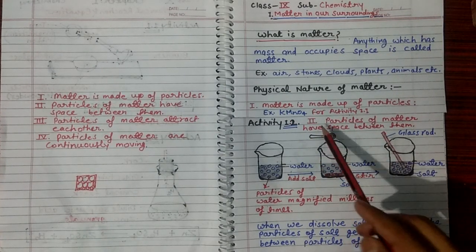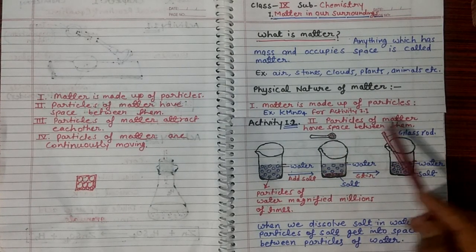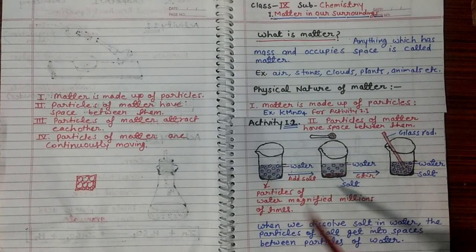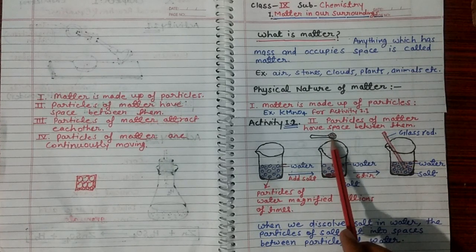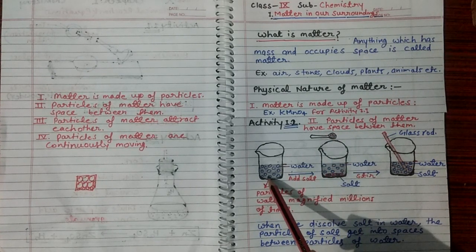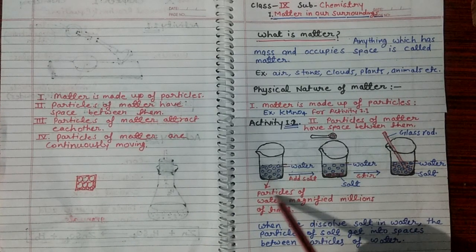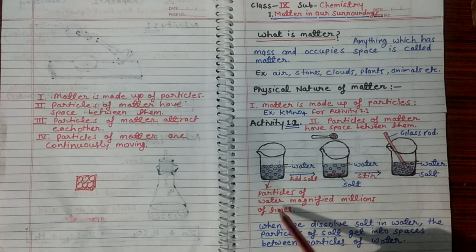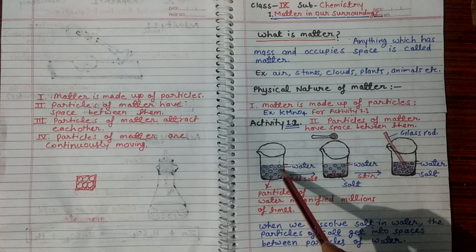And the second characteristic is particles of matter have space between them. For this there is another activity, 1.2. In this activity we have some beakers, a glass rod, and salt. In the first beaker we have some water, and this is the particles of water magnified millions of times. That is why we can see this image of water molecules.